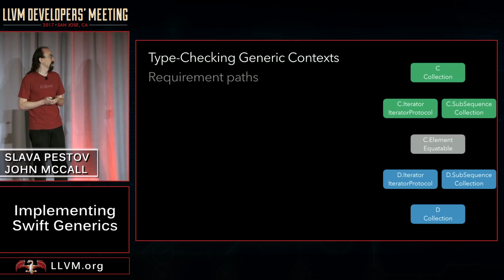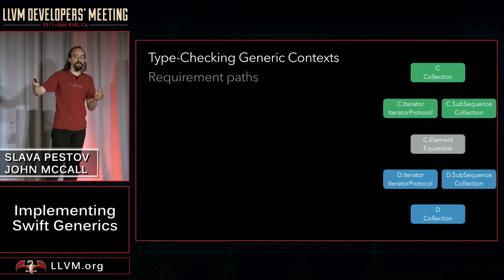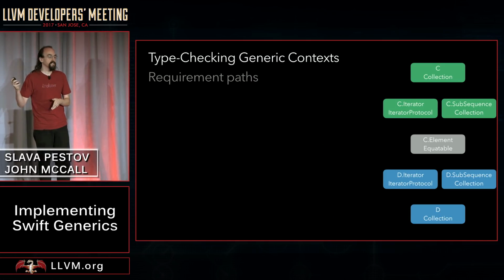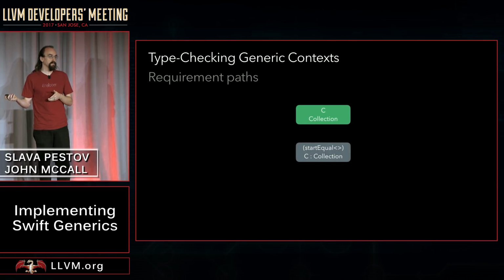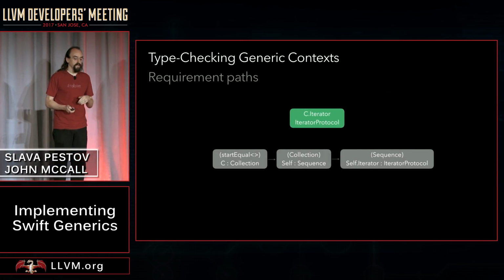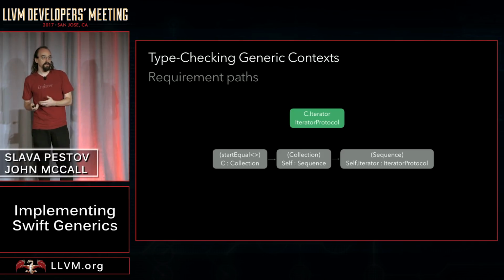So if I take one of these requirements at random, I can produce a requirement path for why I know this information. A requirement path is simply a path of information starting at some top-level requirement of the generic context and proceeding along a path of specific information that I know from one particular protocol. For example, I know that C is a collection because that was a top-level requirement of this function. But I know that C.iterator implements the iterator protocol because C is a collection, and therefore C is a sequence, and therefore, from the sequence protocol, C has an iterator associated type, and that iterator associated type conforms to the iterator protocol.